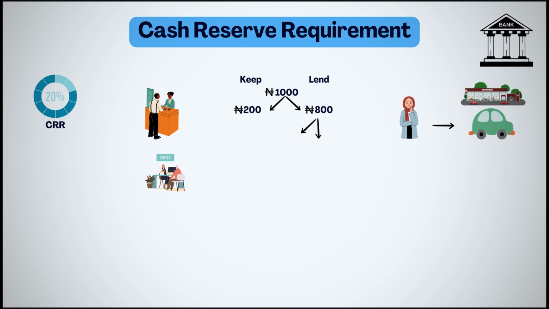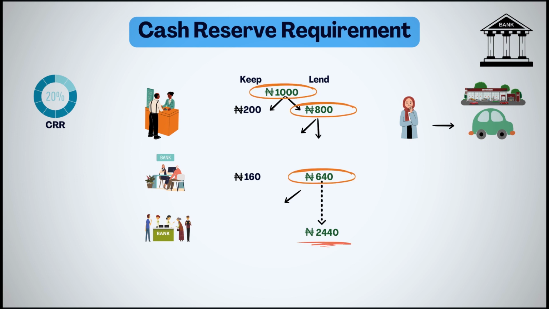The car dealer deposits the 800 naira in their account at their bank. The bank keeps 160 naira of it as reserve but lends out the remaining 640 naira. When that money is lent out, it becomes a deposit in a third institution and the cycle continues. Therefore, in this example, your original 1,000 naira becomes 2,440 naira of deposits in three different institutions. This phenomenon is called the multiplier effect.